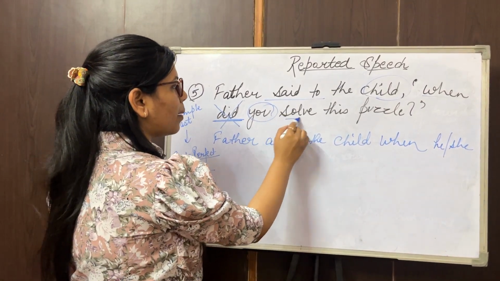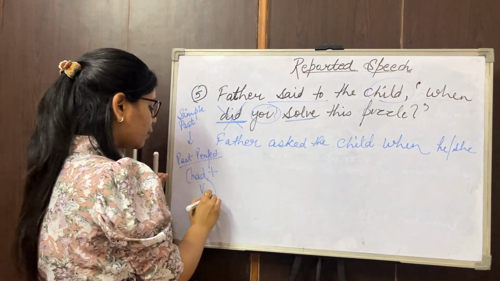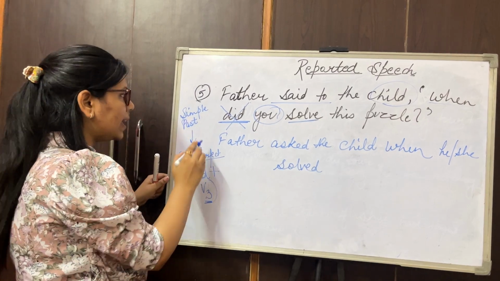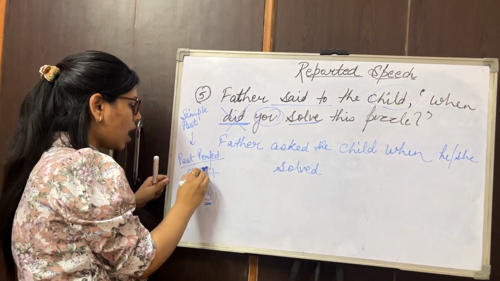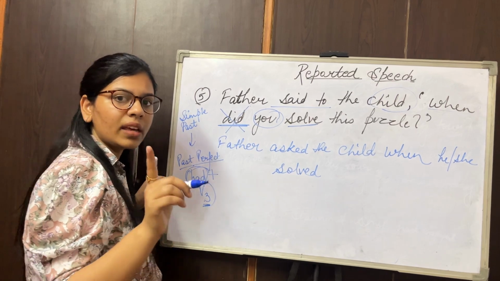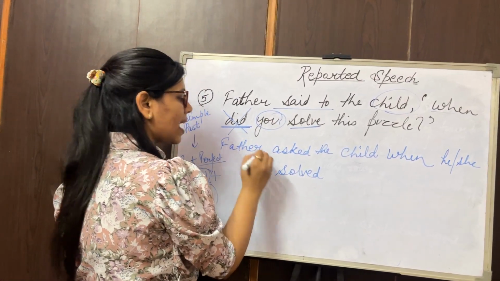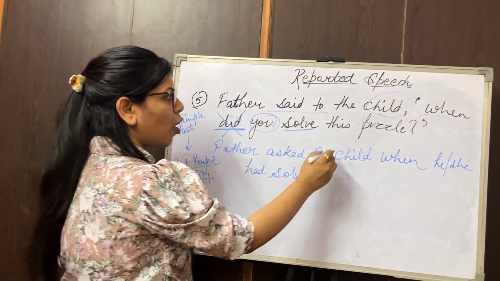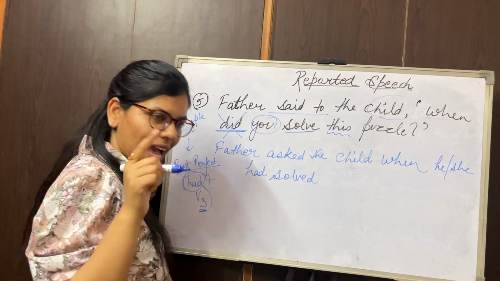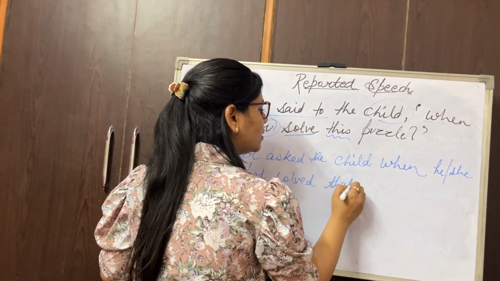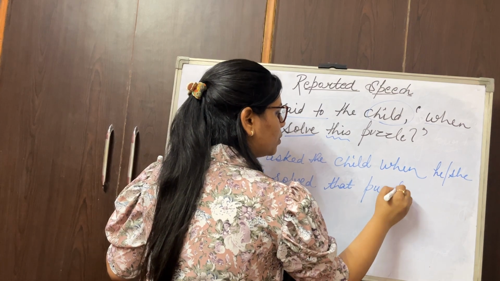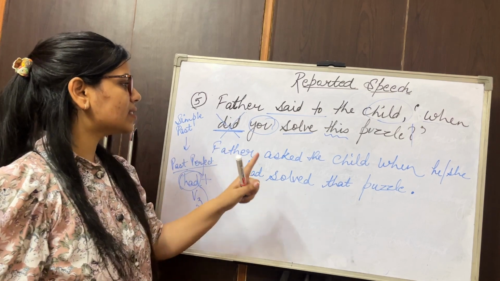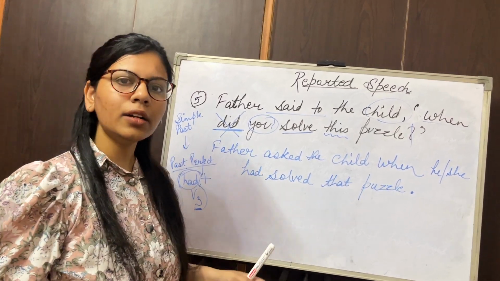We will directly come to solve. Solve, third form of the verb will be solved. And before that, because this will change to past perfect, which helping verb do we need to use? Had. So we will place had here. Father asked the child when he or she had solved. This will change to that puzzle. And we'll remove the question mark and replace it with a full stop. So father asked the child when he or she had solved that puzzle.